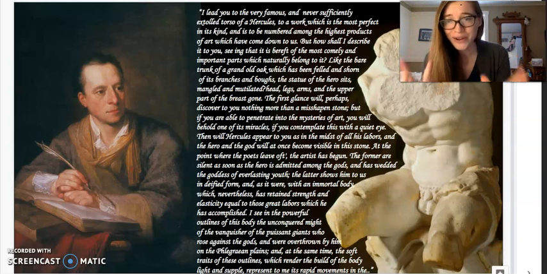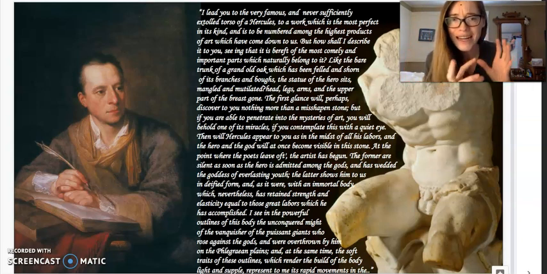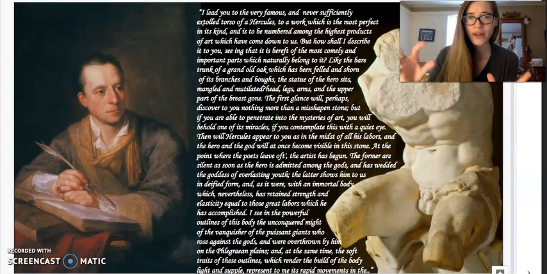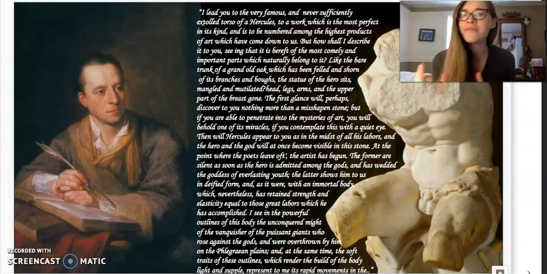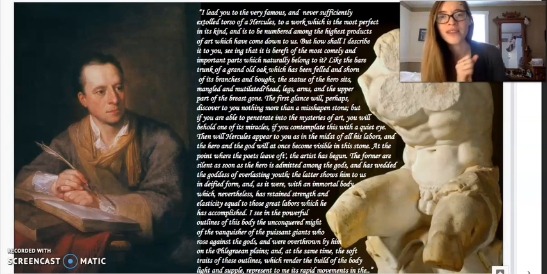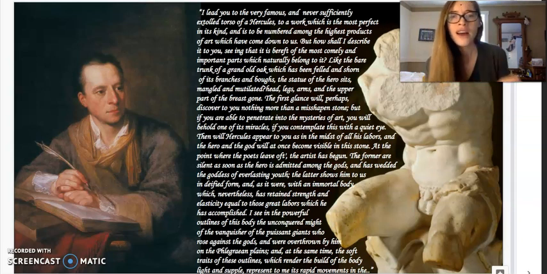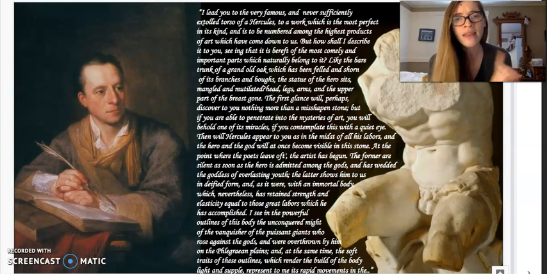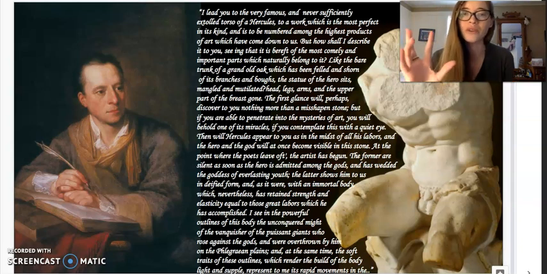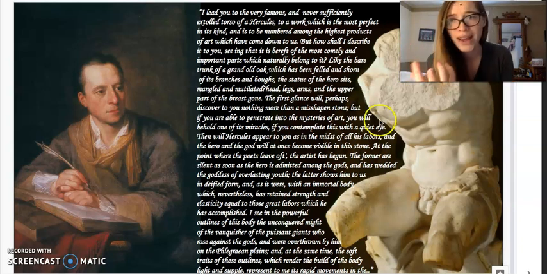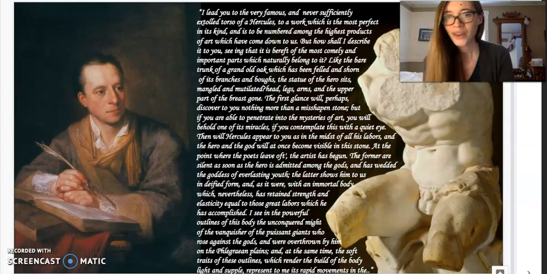I think you should read this on your own because I don't have too much time, but here's just a tiny excerpt. I'll do my Winckelmann voice. "Like the bare trunk of a grand old oak which has been felled and shorn of its branches and boughs, the statue of the hero sits, mangled and mutilated, heads, legs, and arms, and the upper part of the breast gone. The first glance will perhaps discover to you nothing more than a misshapen stone, but if you are able to penetrate into the mysteries of art, you will behold one of its miracles if you contemplate this with a quiet eye."